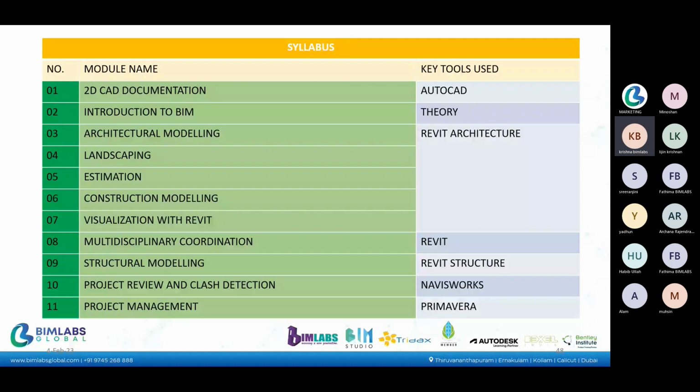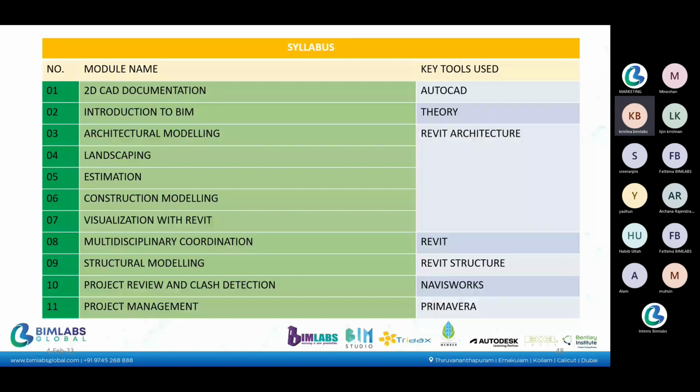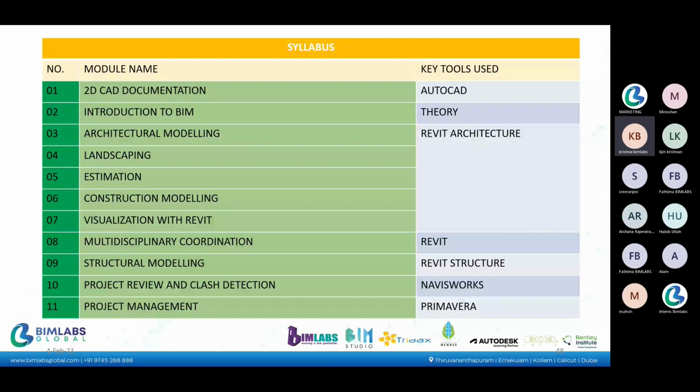So we started with the 2D CAD documentation, AutoCAD. You just need to know about AutoCAD drawings. If you have an AutoCAD site plan and you want to make it a 3D model, you can just export it to a detailed software, Revit, and you can do the modeling part. Likewise, if you have a Revit model and you want to bring it back to CAD, you can also do that. If you have a model from different software, you can import it to Revit and work on it. You can coordinate with the software.